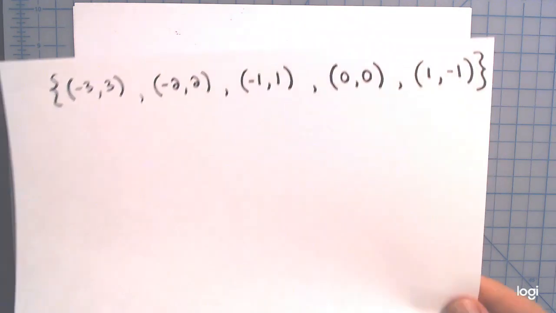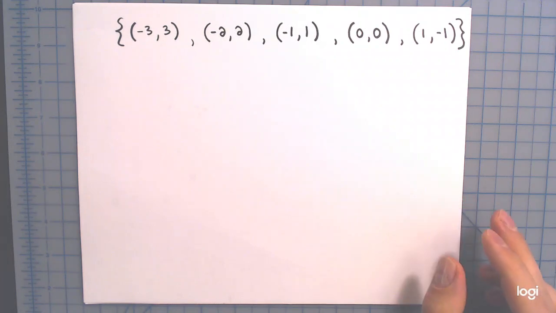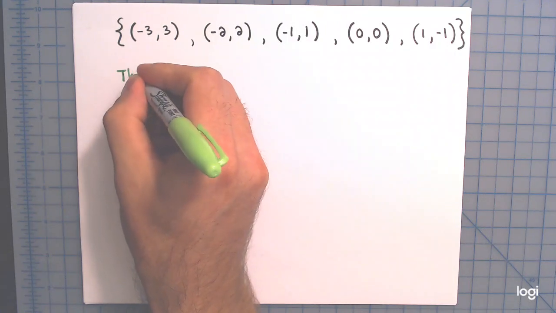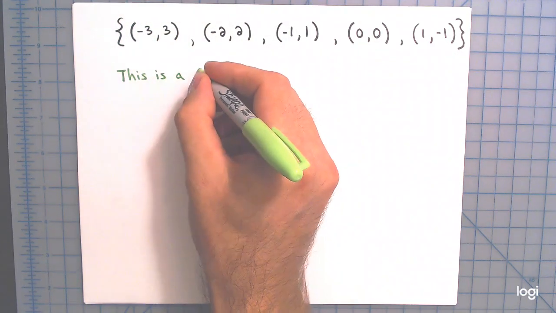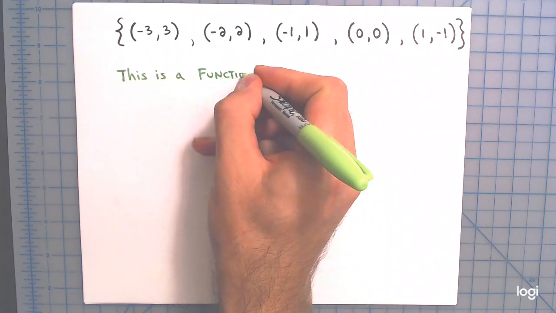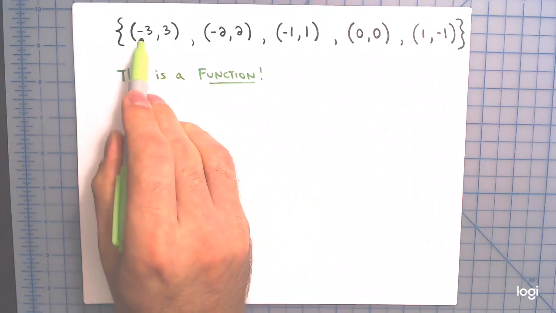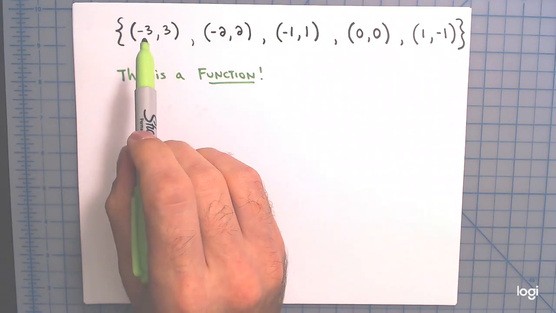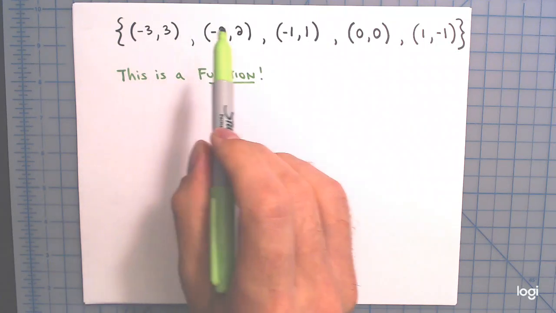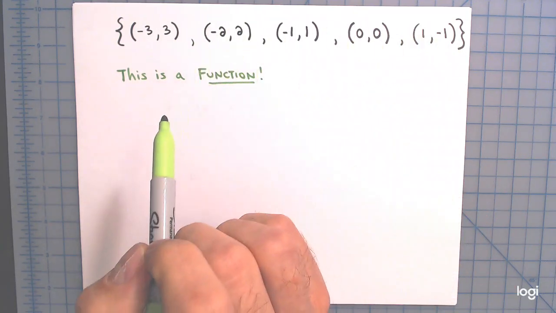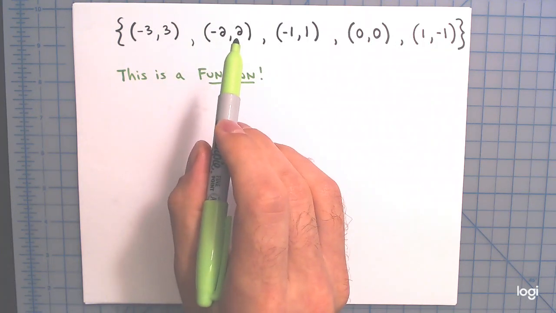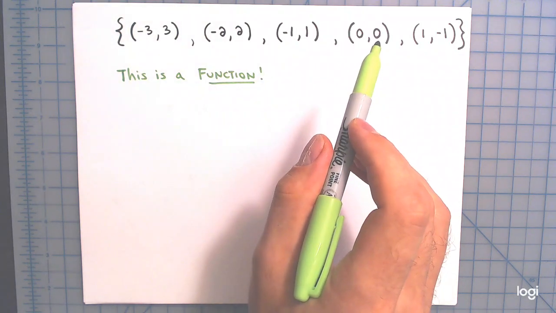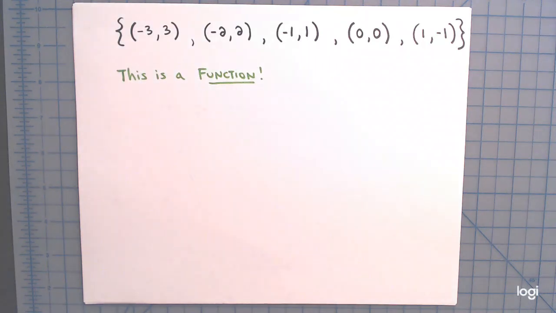Here's another example where I have a function represented as a set of ordered pairs, right? So it's still a function. All right, this is still a function that I'm looking at, because every x coordinate corresponds to only one y coordinate, right? -3 corresponds to 3, and that's it. There's no other x values of -3. -2 corresponds to +2, and that's it. -1 corresponds to +1, that's it. 0 corresponds to 0, and that's it. 1 corresponds to -1, and that's it.